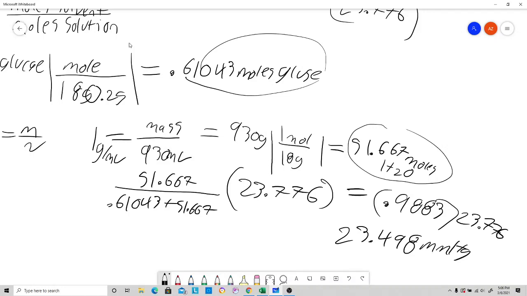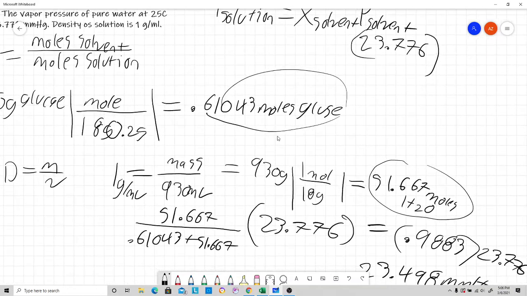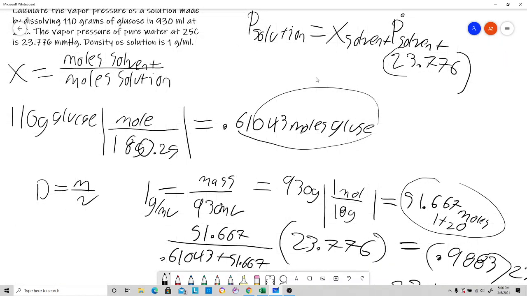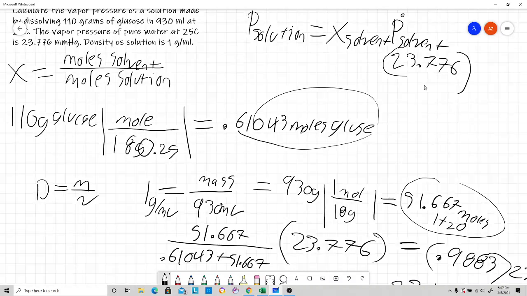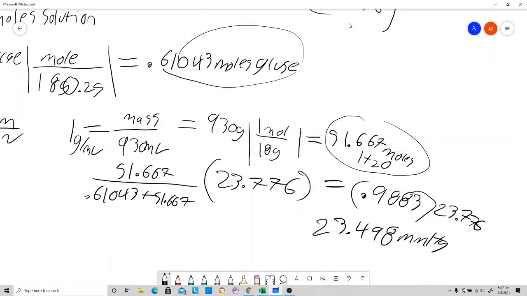mmHg. And let's check if this is right. The initial pressure of the solvent was 23.776, and our solution is actually lower, and that's what we want. If we get a higher value, we know we did something wrong, and that's what Raoult's law tells us. The pressure of the solution is actually going to go down compared to the solvent. So that's the answer. Thank you for watching.